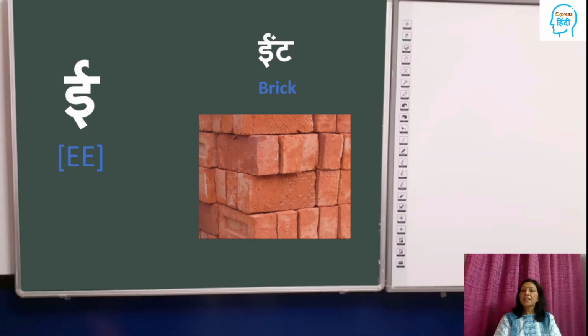Next one is E. Repeat it now again. E. E say eat. What is it called in English? Brick. Come to the next one.